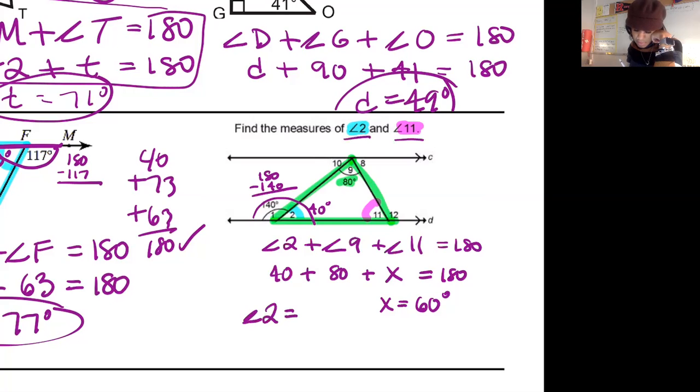The measure of angle 2 is equal to 40 degrees. We found that using linear pairs. And the measure of angle 11 is equal to 60 degrees. And we found that using the interior angle sum theorem. Okay.